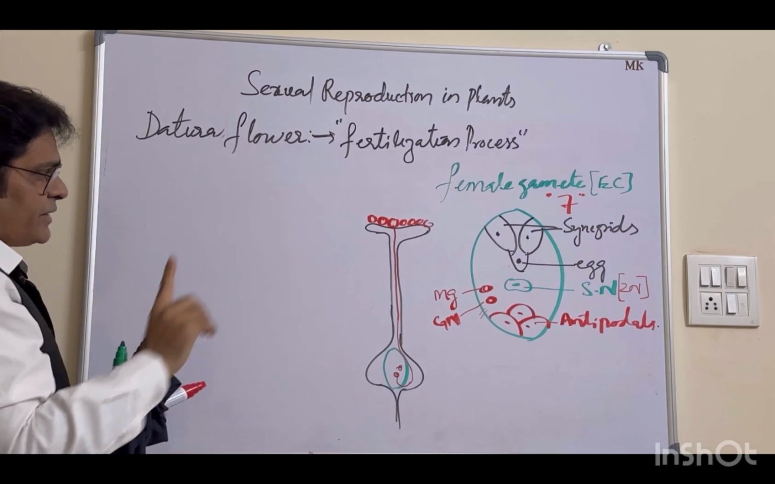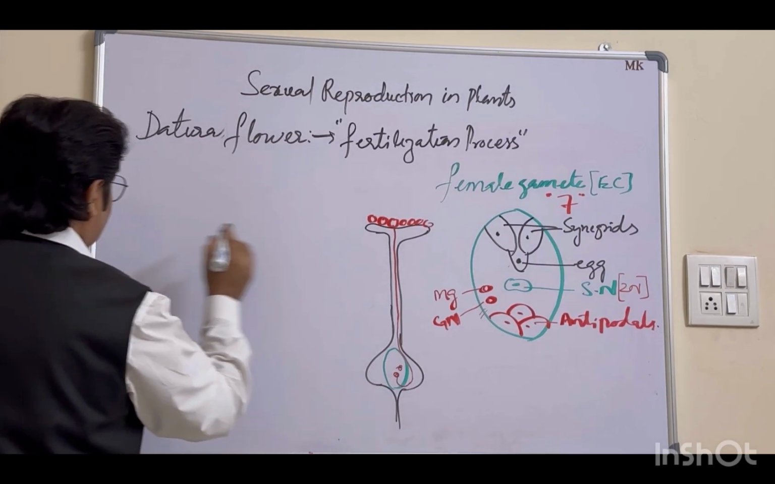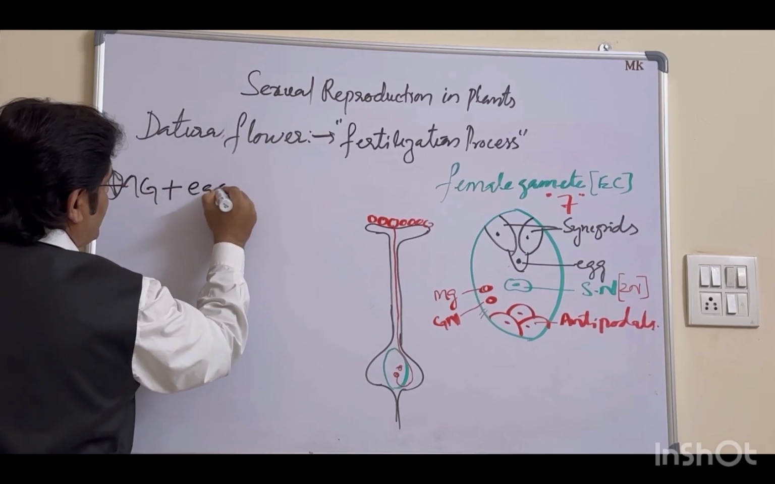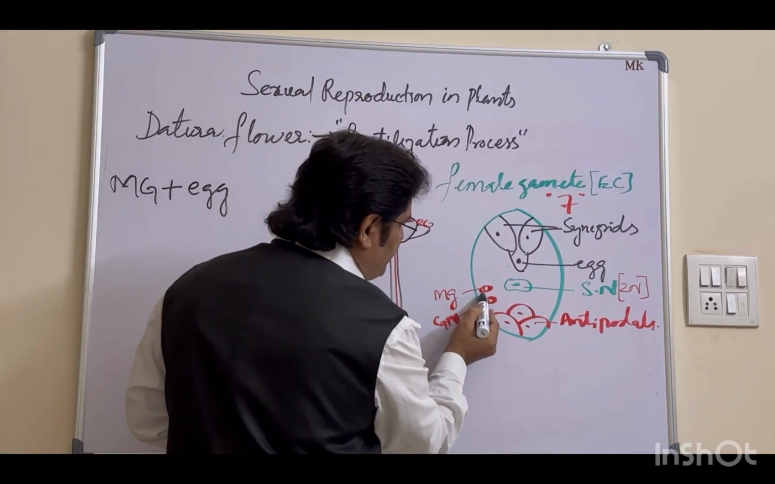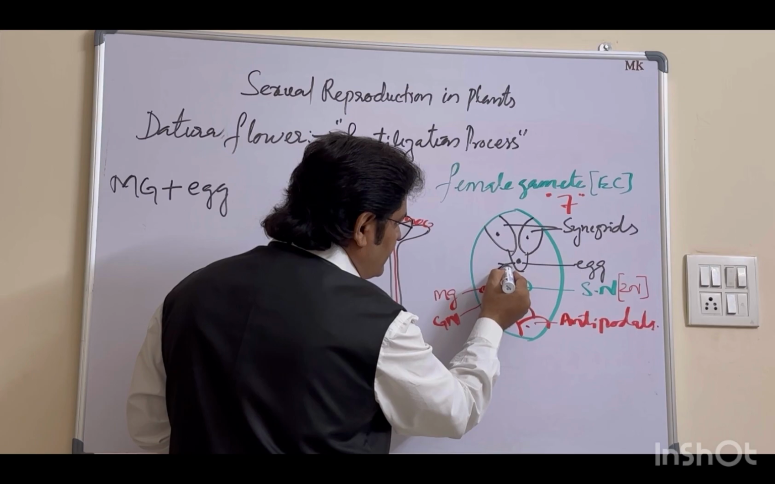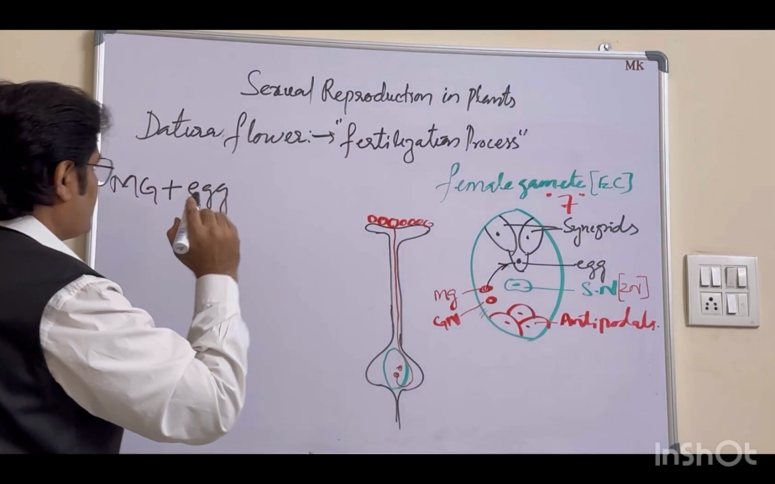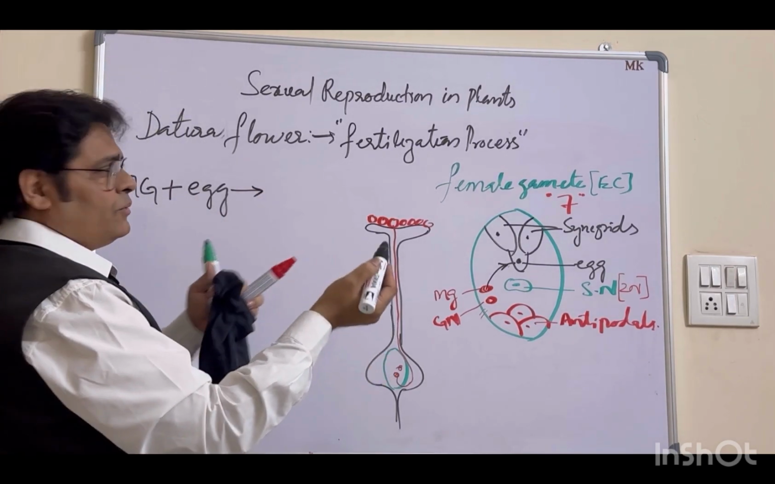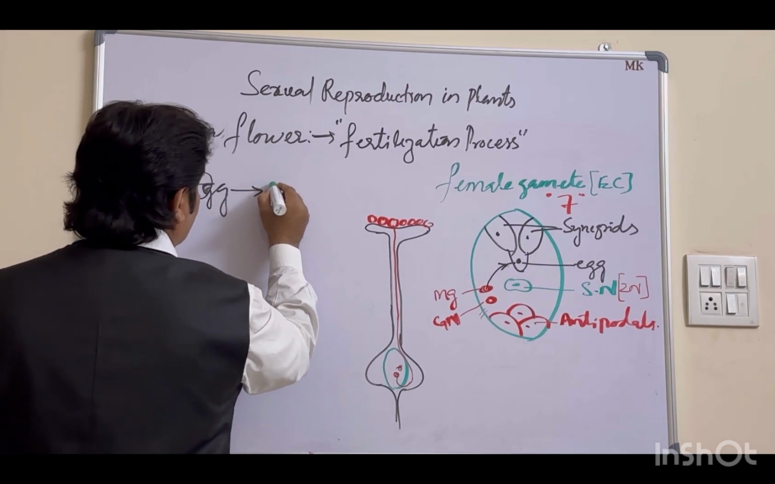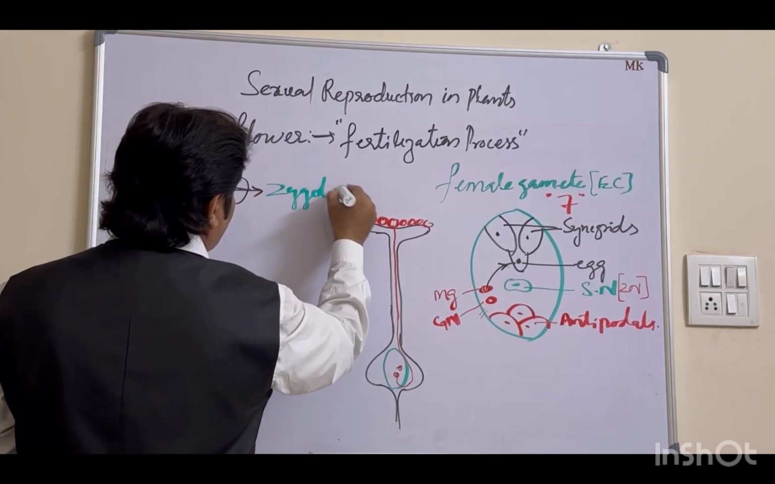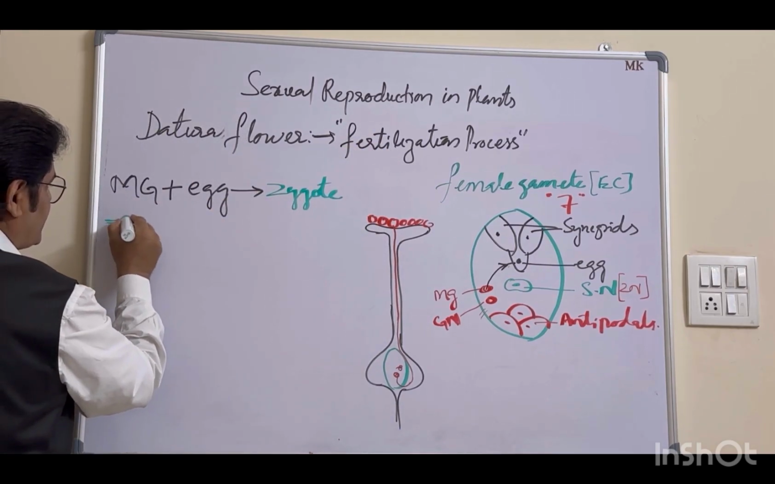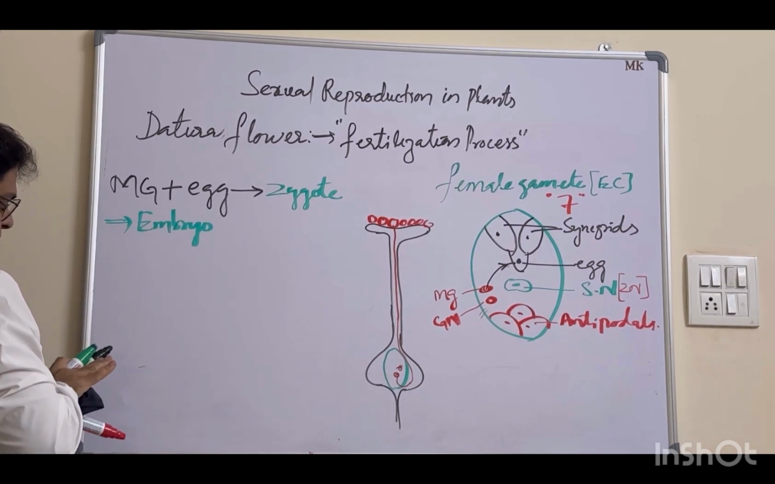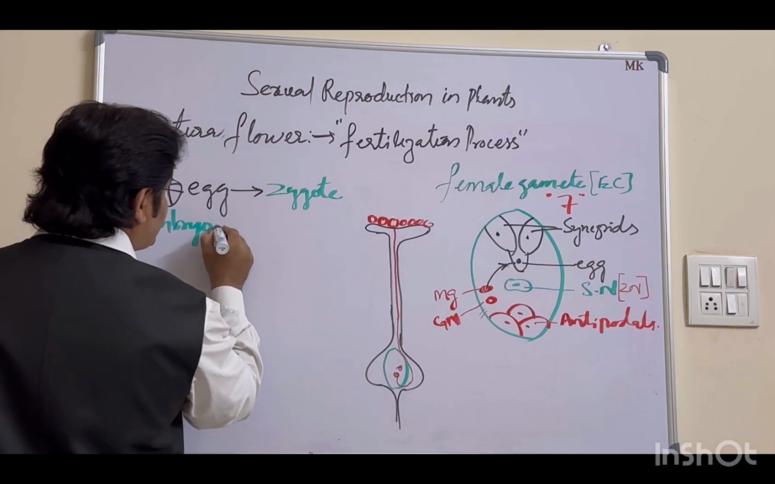During the first phase of fertilization, what happens? The male gamete fuses with the egg. See, this is the male gamete, and it will go and fuse with the egg. Clear? Once the male gamete fuses with the female gamete, as we studied in lower classes, what is formed? Zygote is formed. In future, this zygote develops into an embryo. Then this embryo converts into seeds.